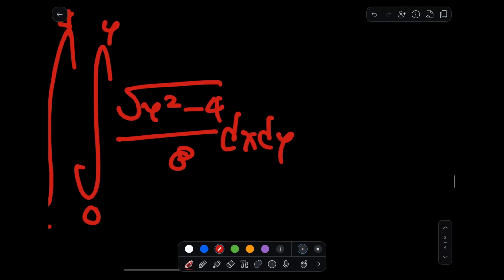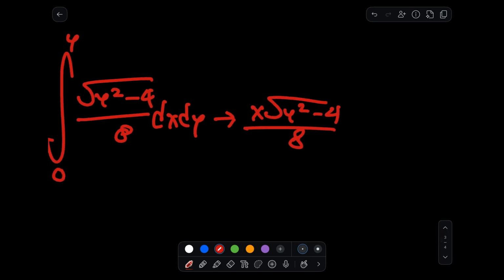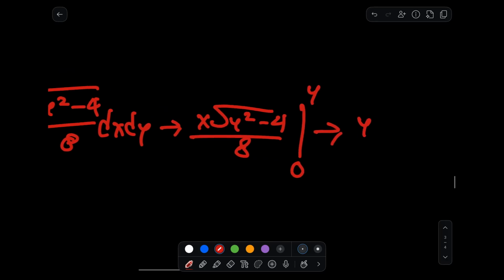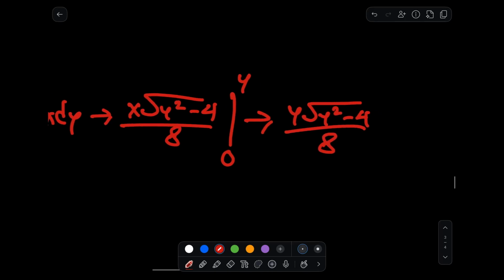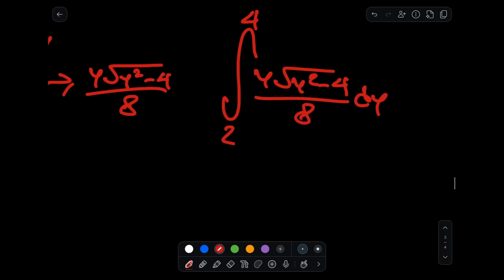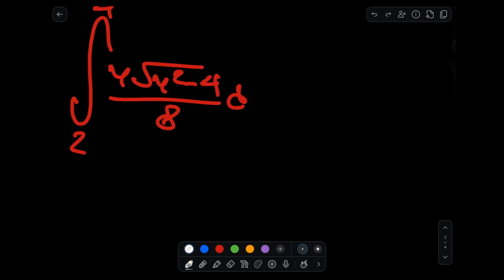Now we can integrate with respect to x here. We will get x times this quantity divided by 8 from 0 to y, and we get y times y squared minus 4 divided by 8. And then we have our final integral we can work with. It's going to be from 2 to 4 of y times y squared minus 4 divided by 8 dy. And then we're going to do a u sub for this because I think it's way easier than not doing a u sub.